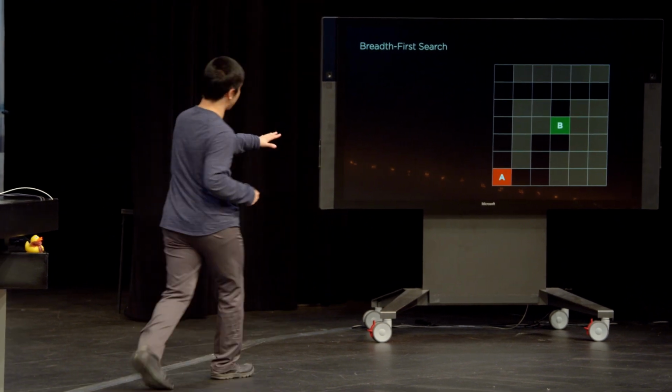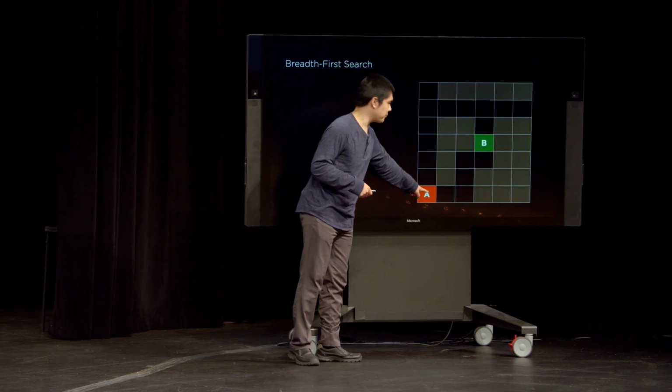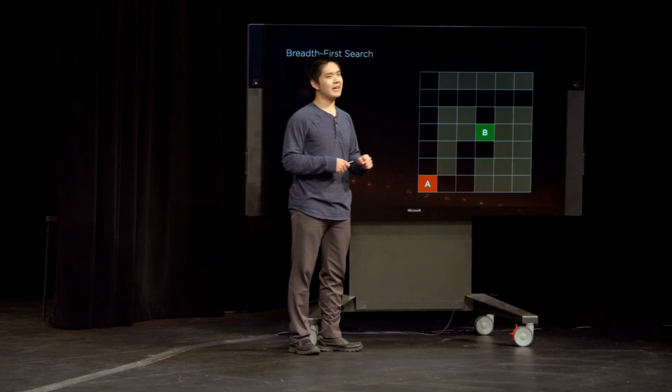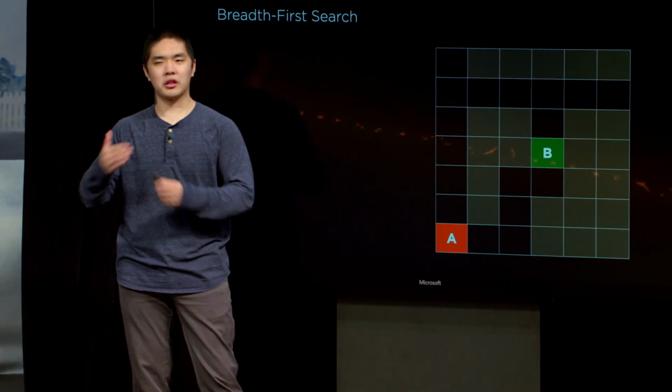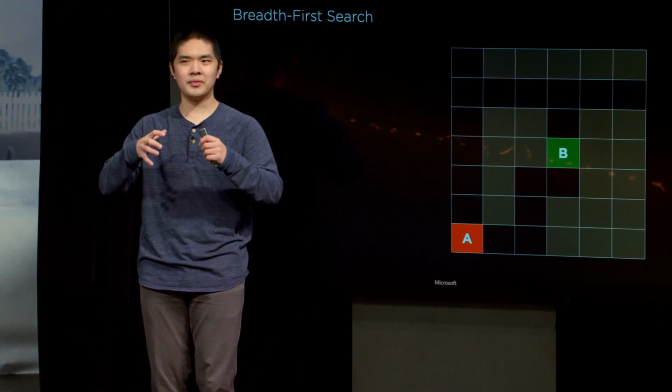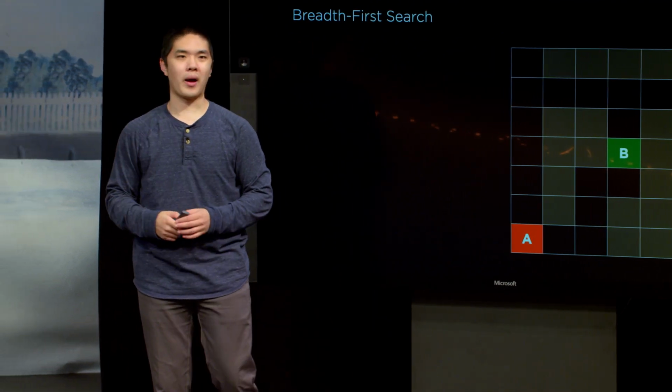We're going to start from the beginning and look for all of the places we can get to by taking one step away from A, and then everywhere we can get to taking 2 steps away from A, and then 3 steps away from A, so on and so forth. So we're always looking at the things that are nearby before we look at the things that are further away.